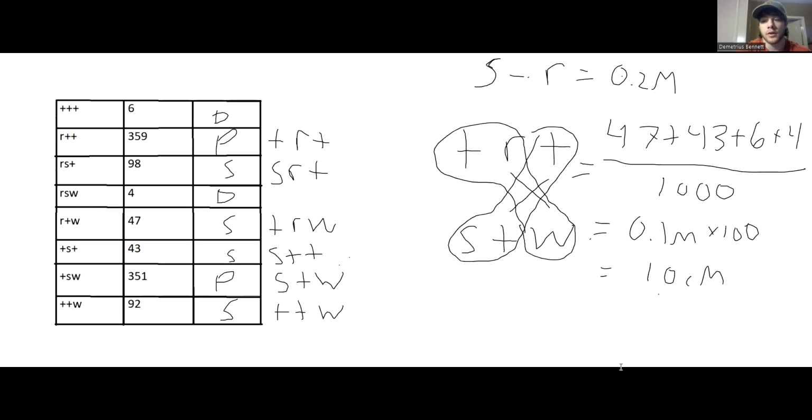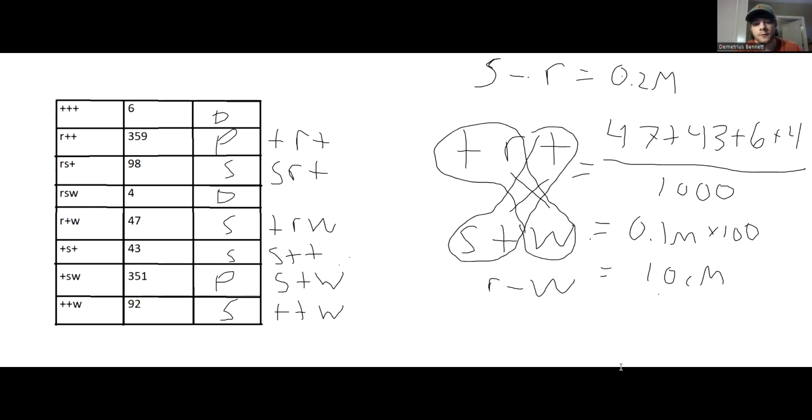So now we found that distance between R and W. And if you have a question where you need to find the total distance between S and W, you just add those together. And so that would be 0.3 morgans or 30 centimorgans as your total distance between the S and the W.